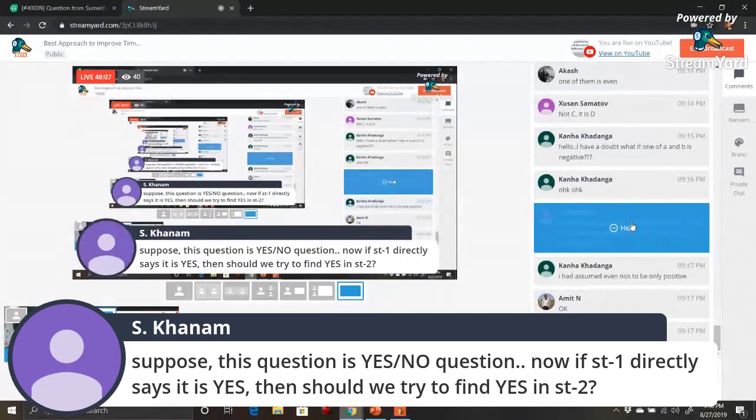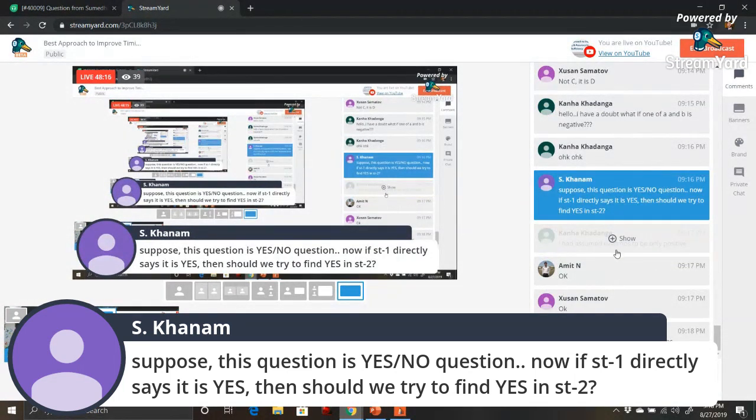Even numbers are not only positive, Kanha, they are both positive as well as negative, right? The definition of an even number is anything which is divisible by 2. So -2 is divisible by 2, isn't it?